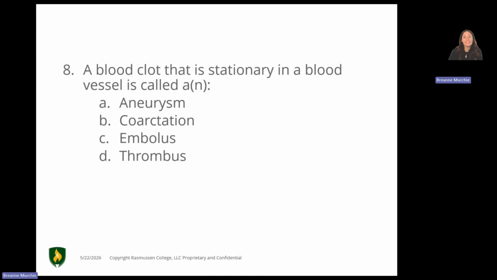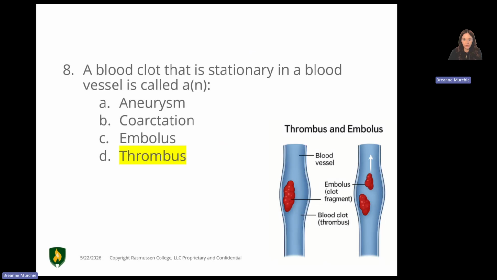Number 8, a blood clot that is stationary in a blood vessel is called a thrombus. Difference between a thrombus and an embolus. Thrombus does not move. Okay, an embolus can move through the circulatory system. That's why in the image here you can see the embolus has that little up arrow because the embolus is moving. What happens with an embolus, the word embolo means a wedge or a cork or a stopper. What's going on with an embolism is it is a freely moving foreign body in the circulatory system.